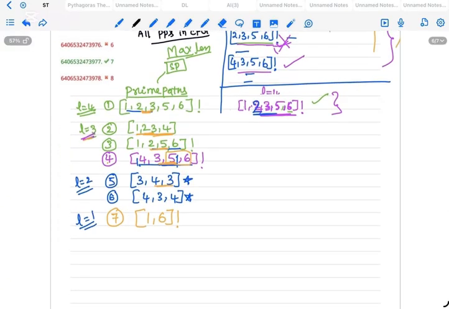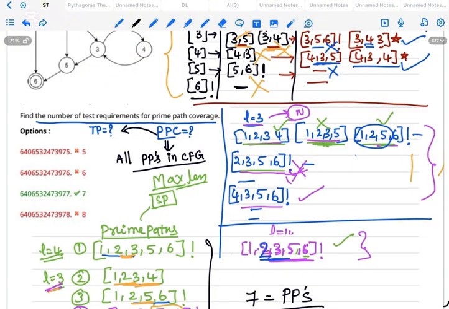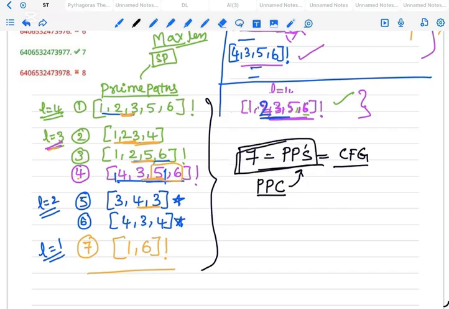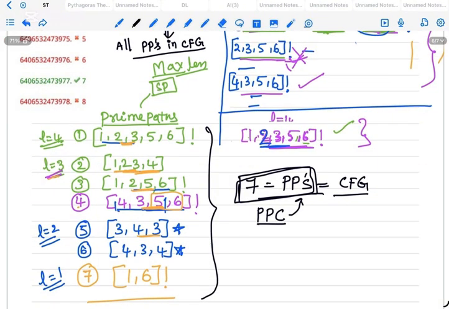So the number of prime paths is 7. And the number of test requirements for prime path coverage, PPC? Prime path coverage means it covers all the prime paths, 7 prime paths in the control flow graph. To cover this, we require 7 test requirements. So the number of prime paths is 7, and the answer for this question is 7.